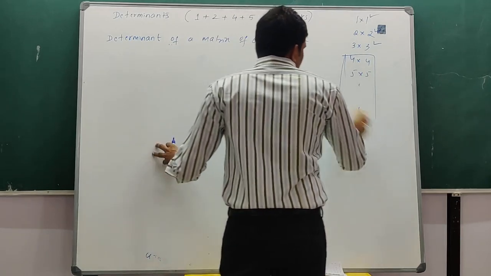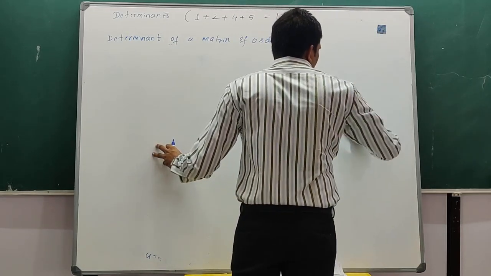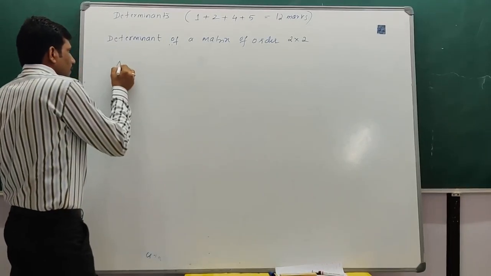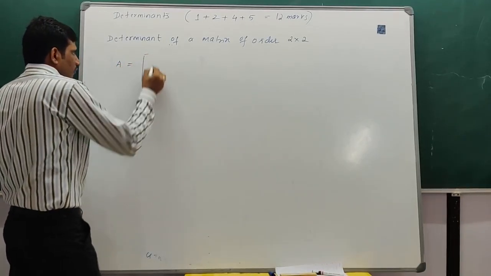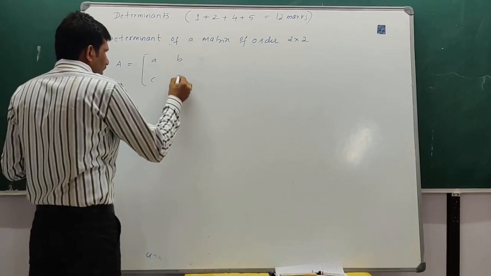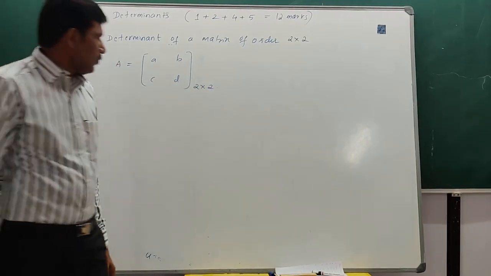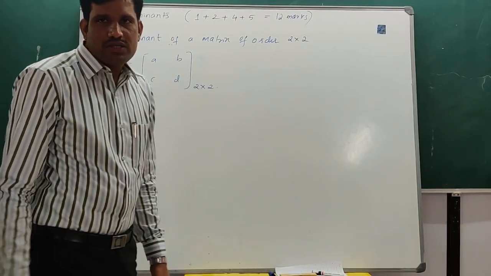Right? So now how to expand a 2 cross 2 determinant? First I will explain in general. See, if matrix A is a, b, c, d, it contains 4 elements, that is 2 cross 2. So there are 2 rows and 2 columns.